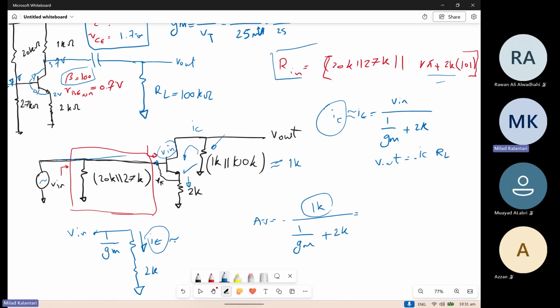And the emitter current is almost equal to the collector current, right? So going to the emitter, you just have this R pi, and you transfer it to the emitter: R pi divided by 1 plus beta, which is 1 over gm. This 1 over gm is the transfer of the R pi to the emitter. And you already have this 2 kilo ohm there. They will be in series. Then you have this Vin across these two resistors, and this gives you the emitter current.